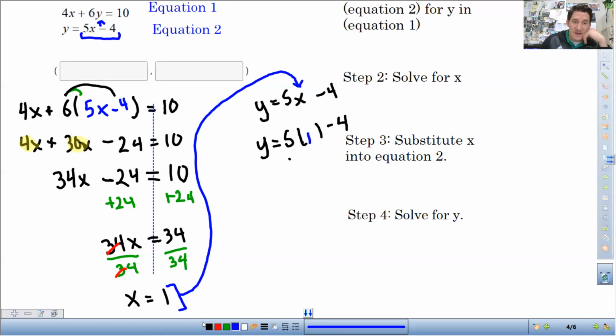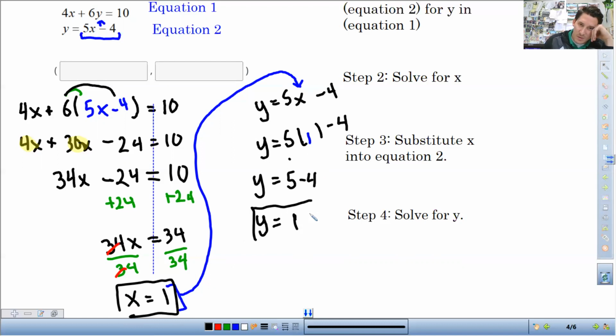Now you just need to simplify that. So you get y is equal to 5 times 1 is 5, minus 4, 5 minus 4 is 1. So x is 1, y is 1. So it's going to be 1, 1 when you put in the answers as an ordered pair. More simply, because I know that might look a little weird, less spread out, it's 1, 1.